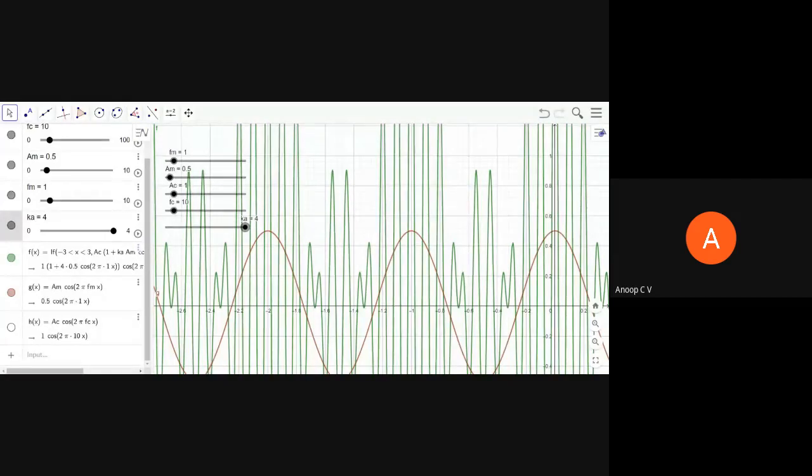The simulation link is already available in Canvas. So I request everyone to go to Canvas and play around with this and try to change the values of FM, FC, AM, right? And try to understand what happens. So can I move ahead? Yes, sir. Okay, thank you.